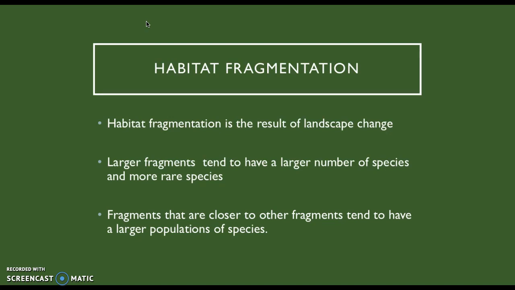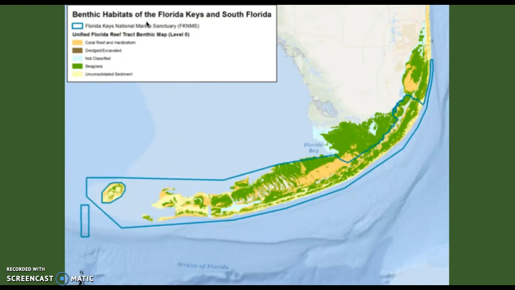So the Florida Keys National Marine Sanctuary can be seen as a fragmented habitat because the protections placed on it have prevented some damage to the ecosystem. So this large sanctuary contains a wide variety of species and it is very biodiverse. Large fragments also tend to have rare species, so within the sanctuary, threatened and endangered species are more common because of the protection of their habitat and resources.